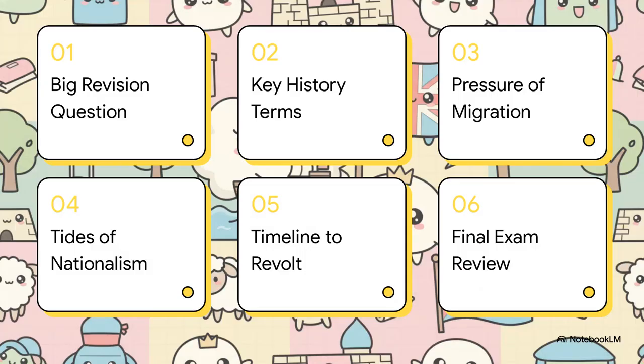Here's your study checklist for today. 1. The big revision question. 2. Your key history terms. 3. The pressure of migration. 4. Rising tides of nationalism. 5. The timeline to the revolt. And 6. A final exam prep review. So grab your mental highlighters and let's get into it.